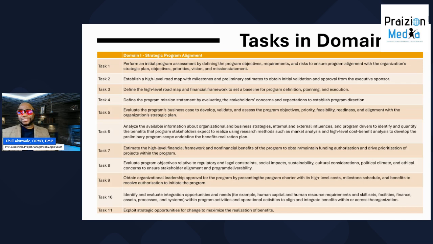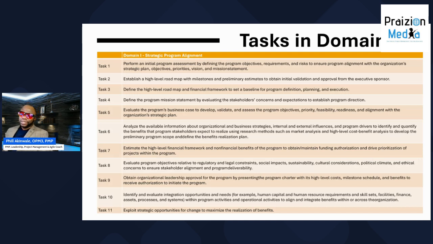How are we going to realize the benefits of this program? Task seven, estimate the high level financial framework and non financial benefits of the program. However, you want to do that on a scale, this is what is expected here, because you do know programs offer benefits that are not just monetary. You can have a lot of benefits that are intangible. So, this is where you decide how to pin those down.